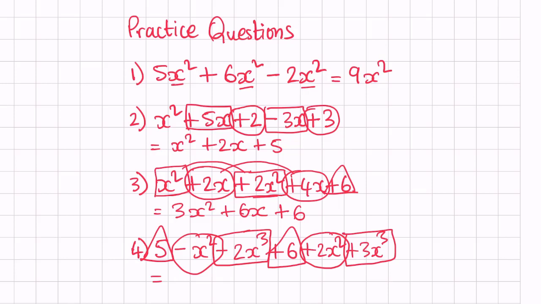So x cubed, 2x cubed plus 3x cubed, which is 5x cubed. Then we have minus x squared and plus 2x squared. So that will give us just plus x squared. And then 5 add 6, which is 11. So the answer is 5x cubed plus x squared plus 11.